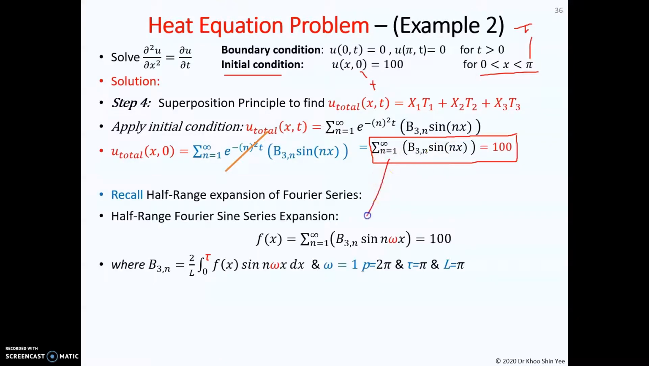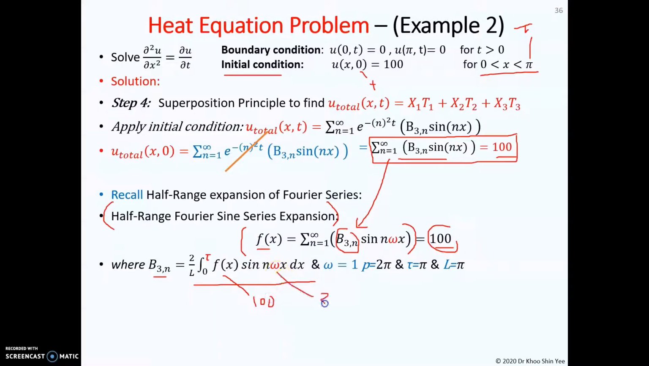The summation term here is exactly the half-range Fourier sine series expansion that you have learned before, where f(x) is equal to the summation term. Since the summation term is equal to 100, therefore f(x) is equal to 100. So from the half-range Fourier sine series expansion, the b coefficient here is equal to this formula. And f(x) here is equal to 100, so you can substitute it inside.